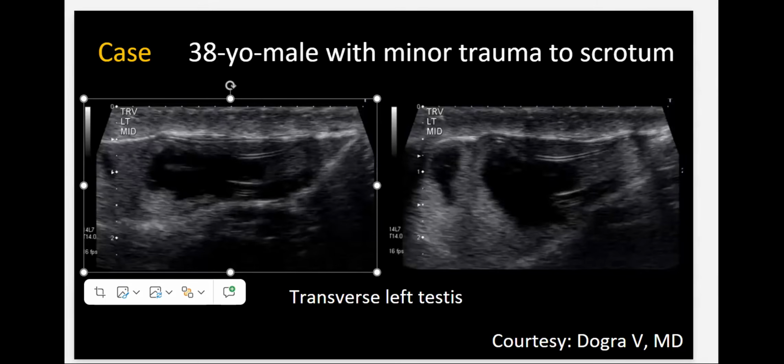So this is a case which was donated to me by Dr. Dogra. This is a young male who comes with minor trauma to the scrotum. And what do we see? Is this next to the testis? It looks like a foreign body.